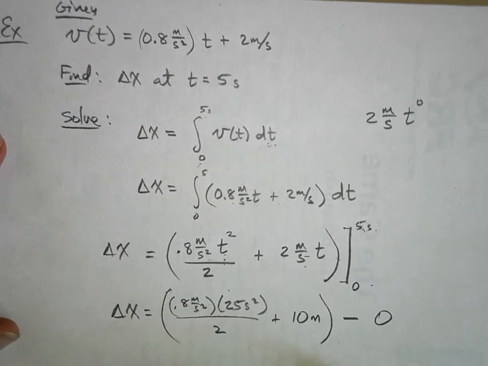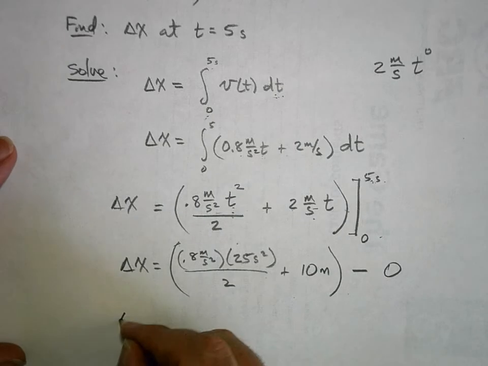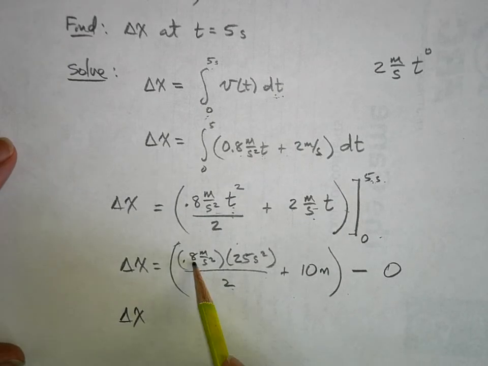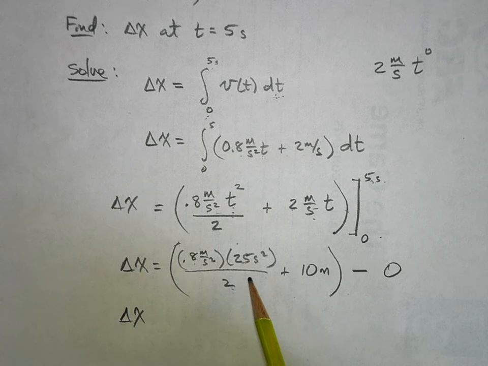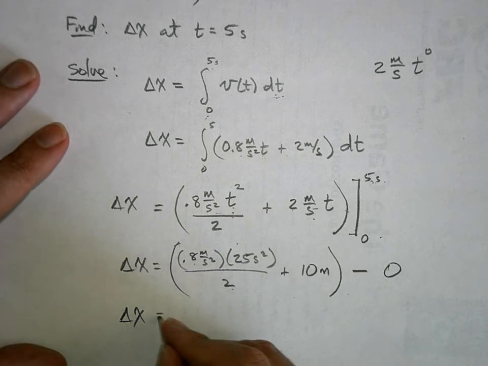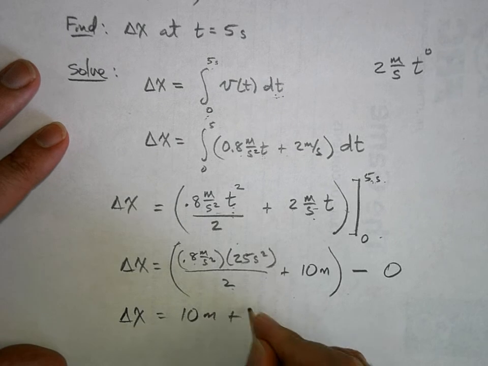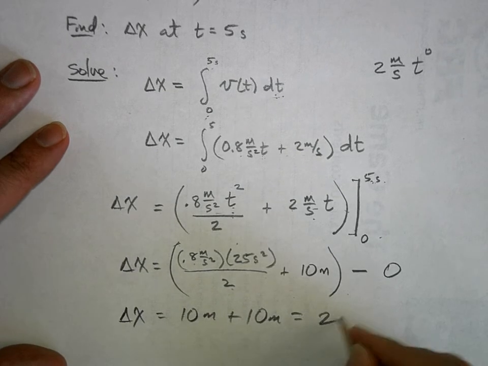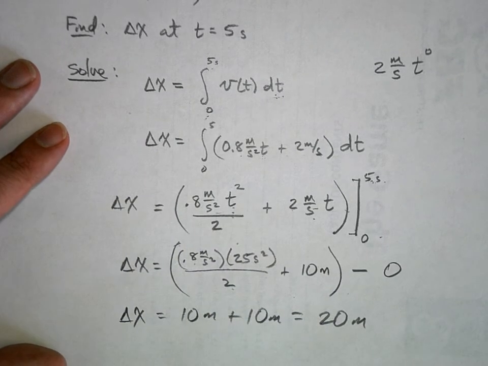And so now I get delta x. Well, let's see, that's 0.4. 0.4 times 25 is 10. 10 meters plus 10 meters, 20 meters. And that was the answer that we got two different ways before.